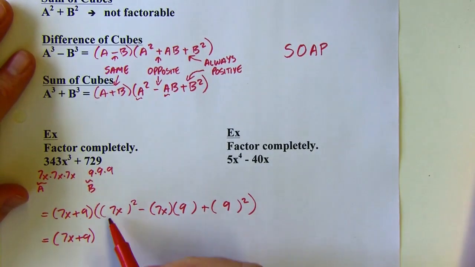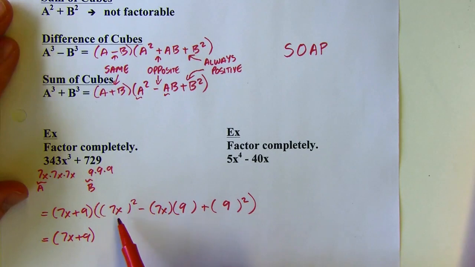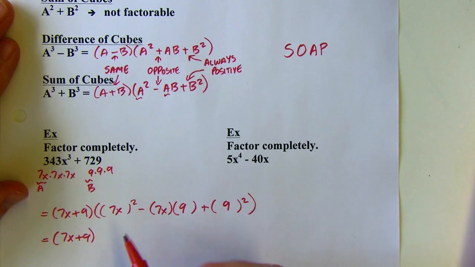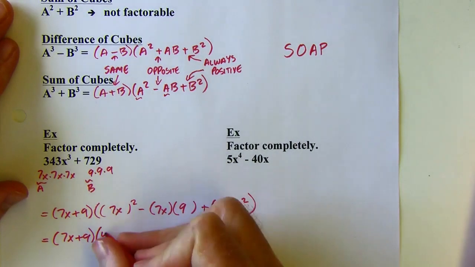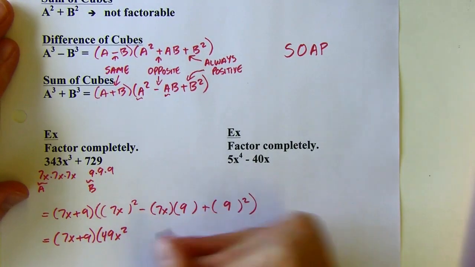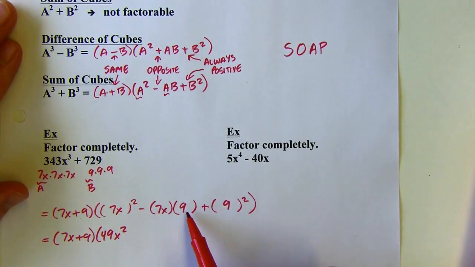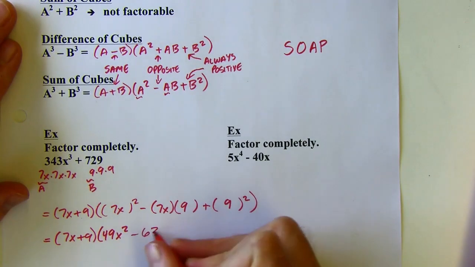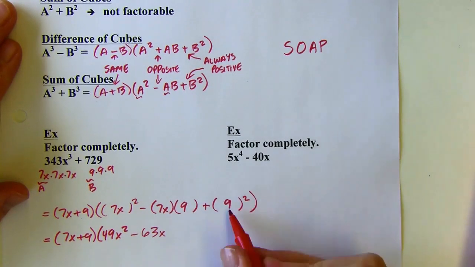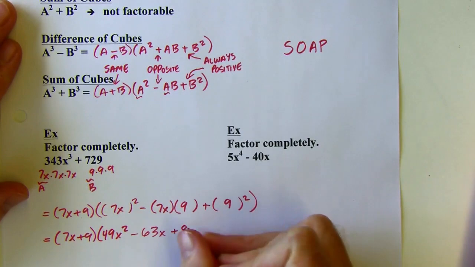And then I want to start simplifying. So part of the reason I have the parentheses, I got to remember this is 7x times itself. It's not just 7x squared, because it's 7x times 7x. That's going to be 49x squared. Okay? And then 7x times 9 is 63, so I'm going to be subtracting 63x. Okay? And then 9 times 9 is 81.